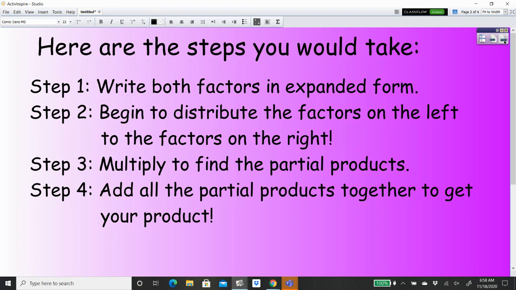Here are the steps you would take. Step 1, write both factors in expanded form. Step 2, begin to distribute the factors on the left to the factors on the right. Step 3, multiply to find the partial products. Step 4, add all the partial products together to get your final product, right? Your answer. So let me show you how you can follow these steps.